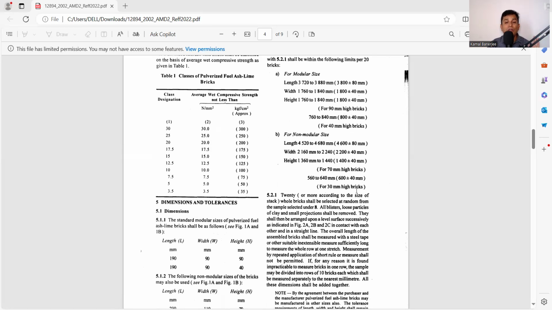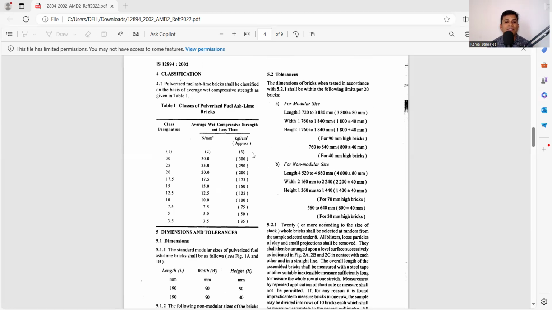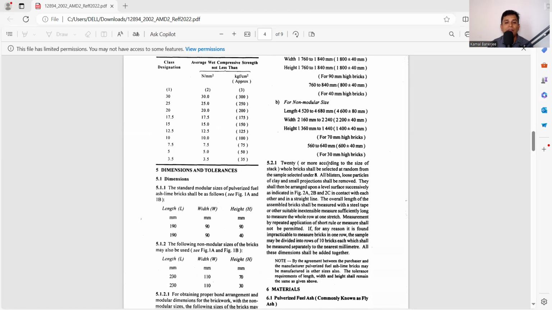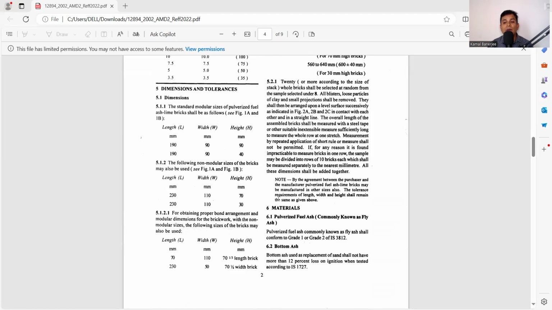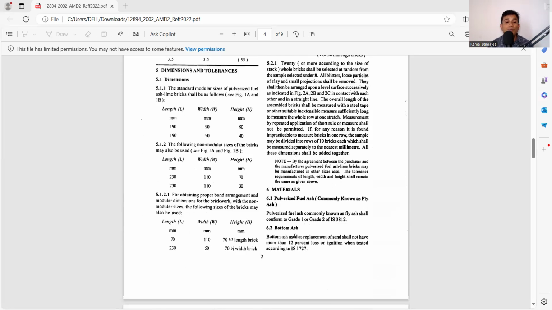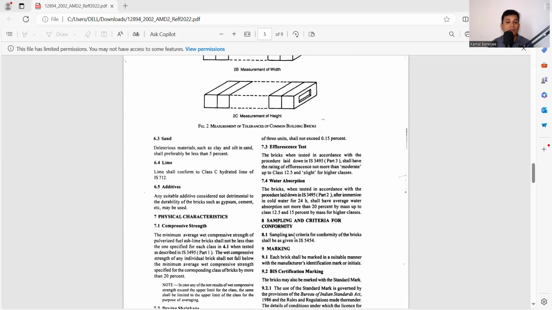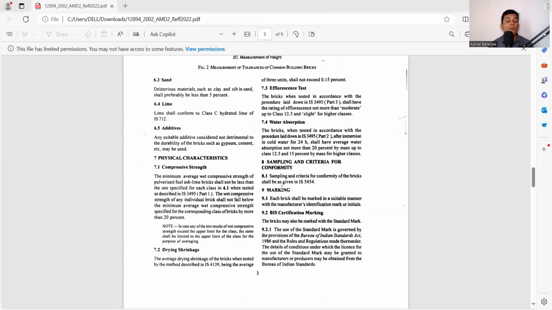So the 20 bricks are to be measured along the length, along the width, and along the height, and we need to compare with the total. If the total length, width or height is within the specified limit, that is plus minus 80, plus minus 40, and plus minus 40, we can say these bricks are as per the size. So we have checked the classification, we have checked the dimension, and we have already discussed the dimensional tolerance. We also discussed the raw material for the production of fly ash bricks as per IS 12894. Now we need to check the physical properties.